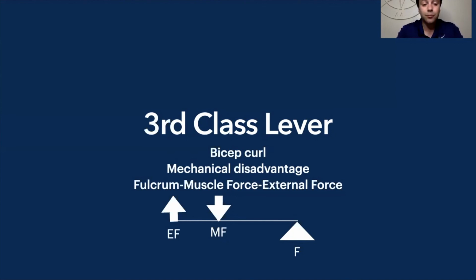So guys, that's a really brief summary or overview of the three classes of levers. But to me, that's what I think is really important for you guys to know. If you can understand the difference between the different forces in the moment arms and how each of these levers has a mechanical advantage or disadvantage, I think you're off to a great start.